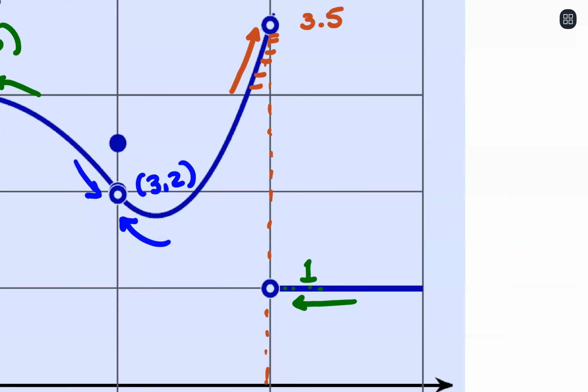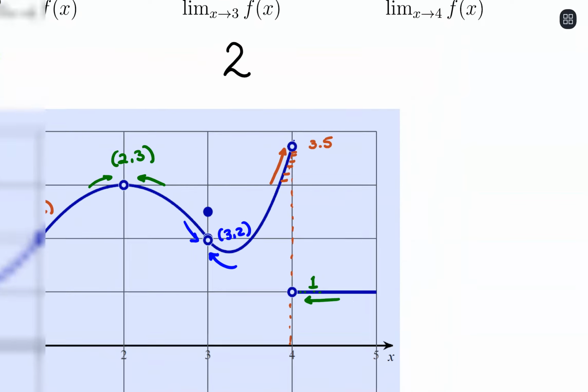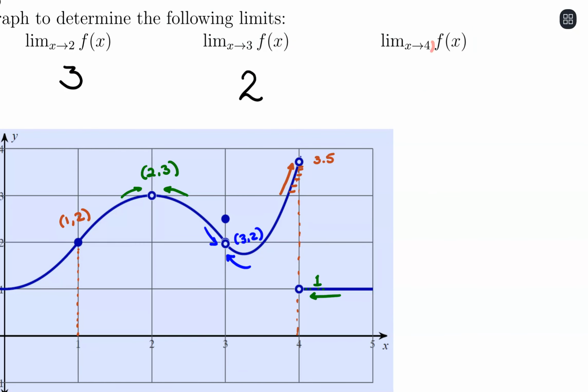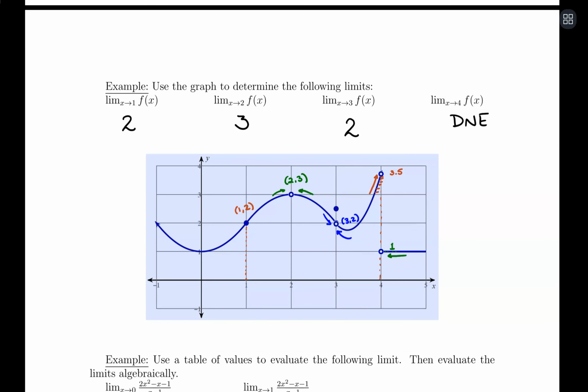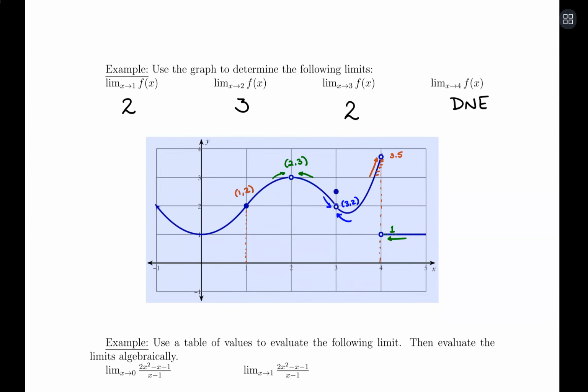We're getting this approaching from the left and the right. It's not lining up. And when they don't line up, the limit does not exist. At least this two-sided limit does not exist. When we talk about one-sided limits, we have a left-sided limit, we have a right-sided limit, but we do not have a two-sided limit. So this limit as x approaches 4 for f of x, we'll write DNE for does not exist. So that's how we can evaluate it graphically, just looking at those points and thinking about those y values that we're approaching from both sides. And if they don't match up, then that limit does not exist.